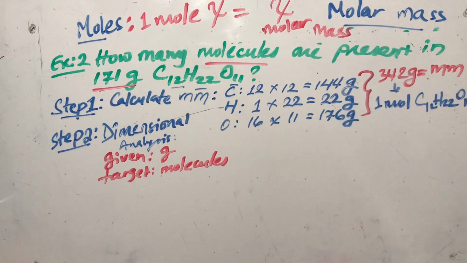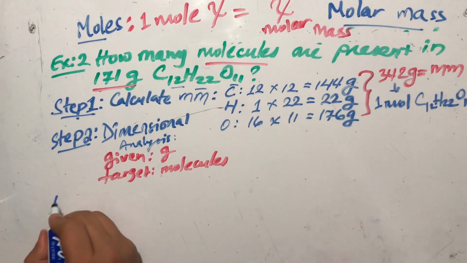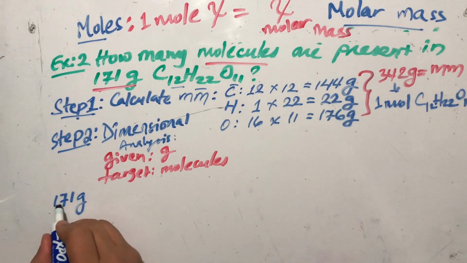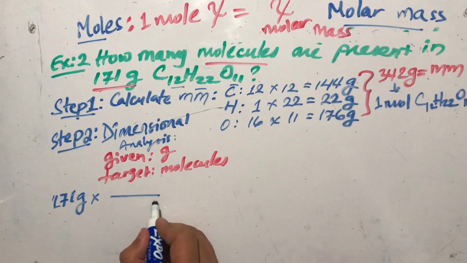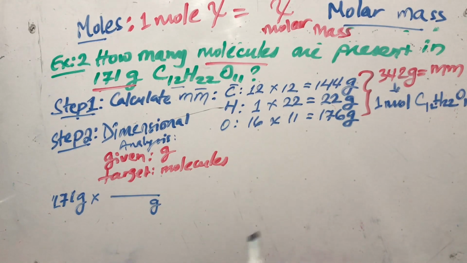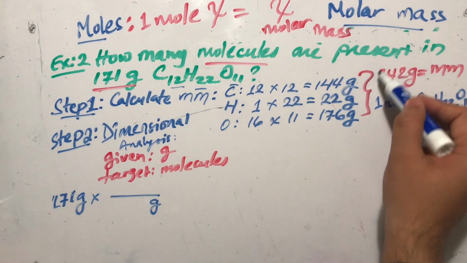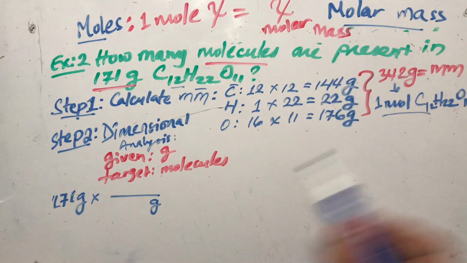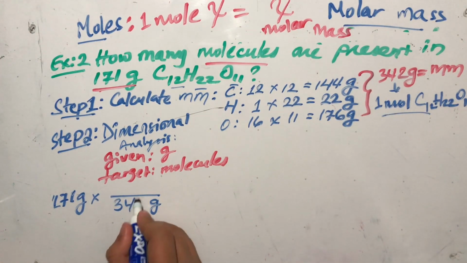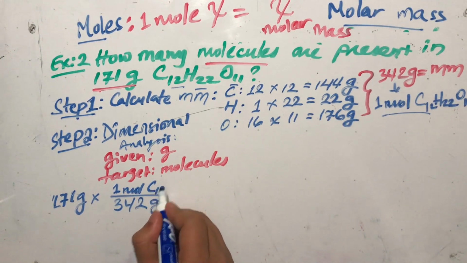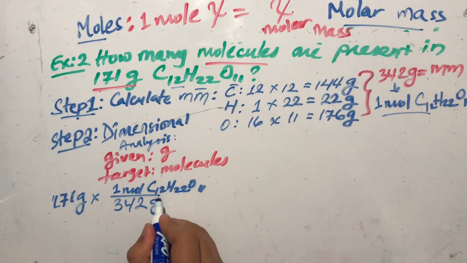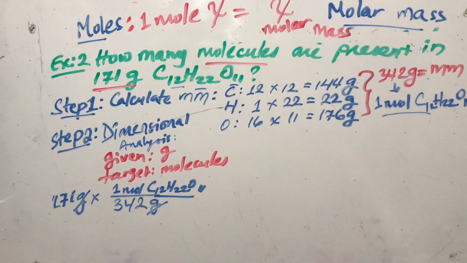All right, now we do the actual math. We always write the given first, 171 grams of that compound. Multiply that, we do not need that gram, we want to cancel that out, so write grams at the bottom. The conversion factor that we know is that 342 grams of that compound equals 1 mole of that compound, C12H22O11. And you cancel grams and grams.